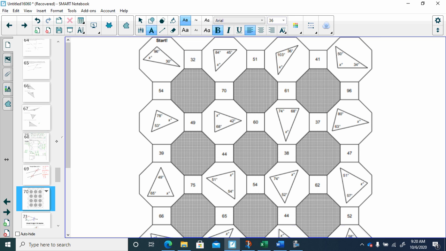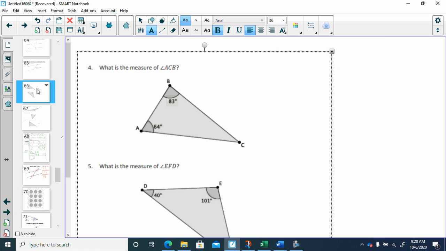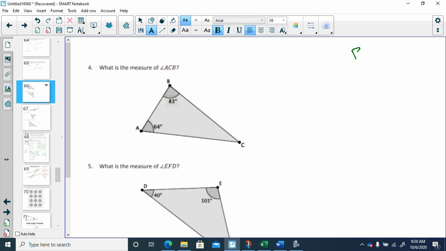In the workbook, please turn with me to page 146, okay? Page 146 in your workbook. Okay, this is page 146. Same problems we've been working before.